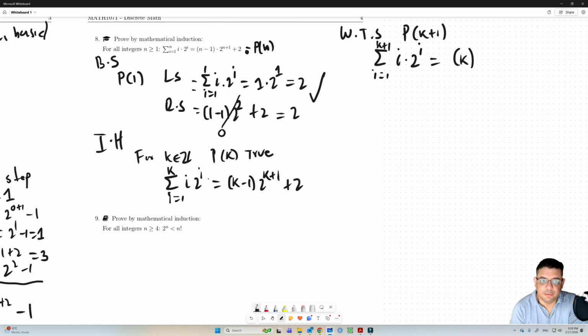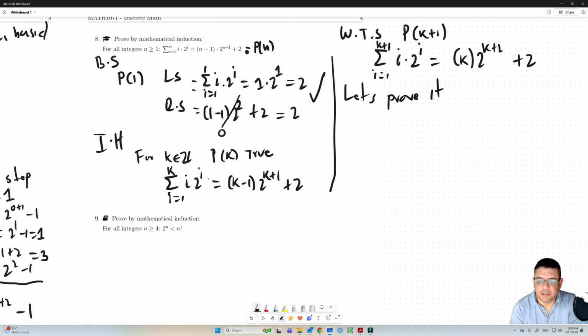K 2 to the K plus 2 plus 2. Notice that essentially I'm plugging in K plus 1, so that's why it becomes K, and this becomes K plus 2. Now let's prove it. Once again, let's start from the left side.